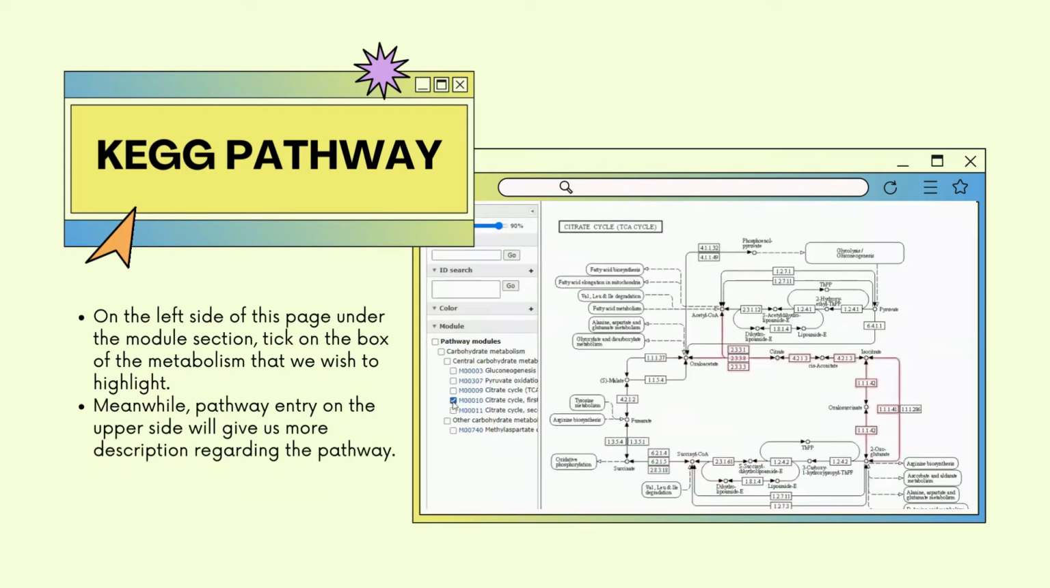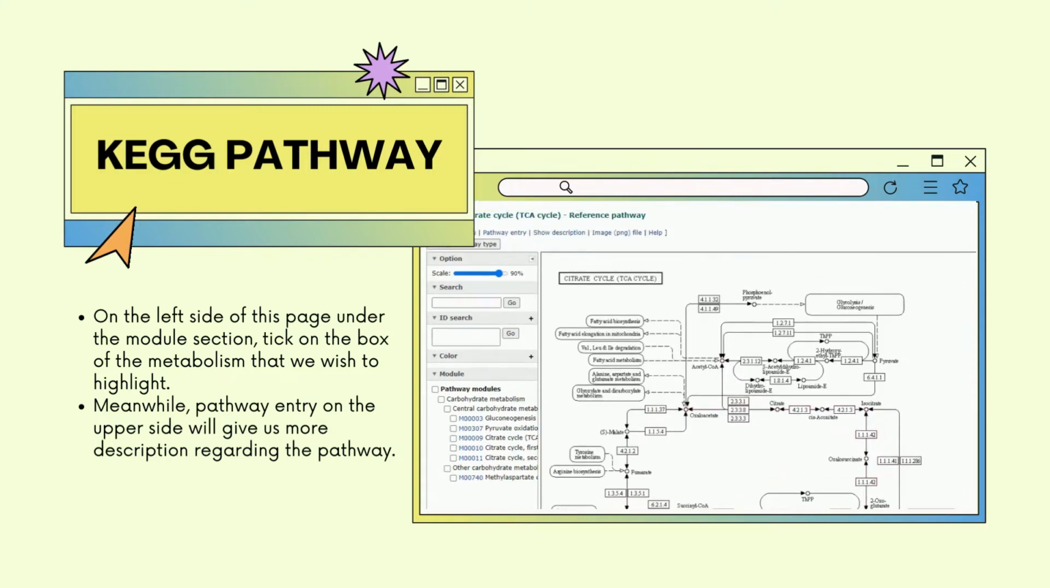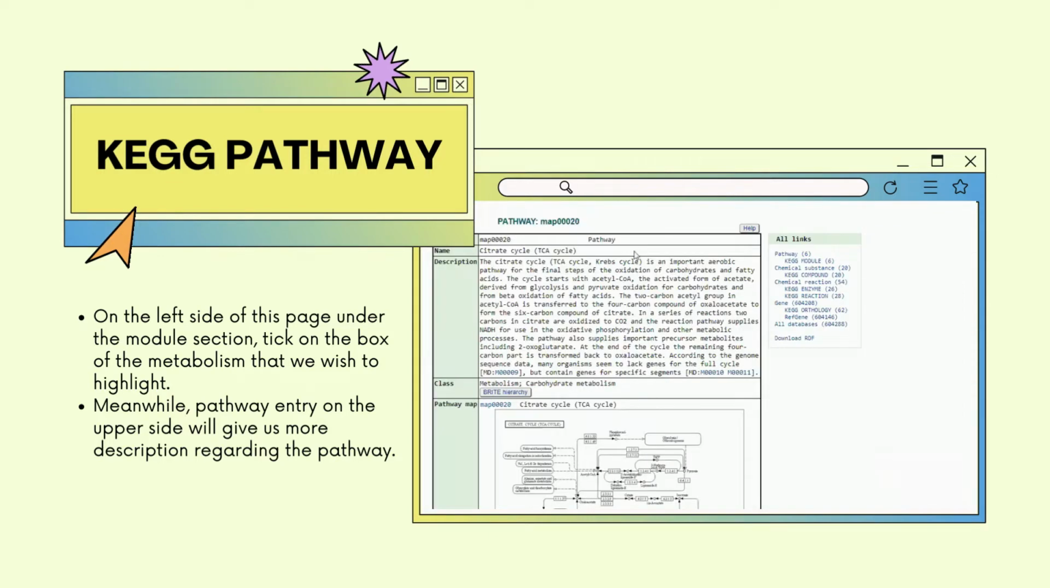On the left side of this website, under the module section, click on the box of the metabolism that you wish to highlight. Meanwhile, the pathway entry on the upper side will give us more description regarding the pathway.